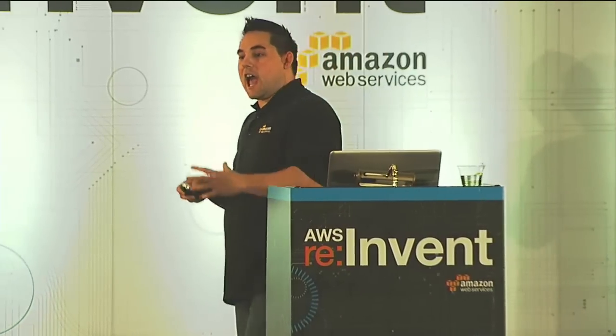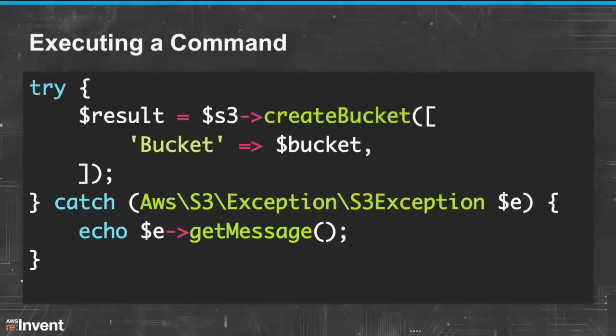All right, so now that we have an S3 client object, let's get back to actually doing our create bucket operation. So this is an example of how we can do that. We'll call the create bucket method on the client, and that does the create bucket operation in S3. There's a method on the client for each operation, so a one-to-one correspondence there.